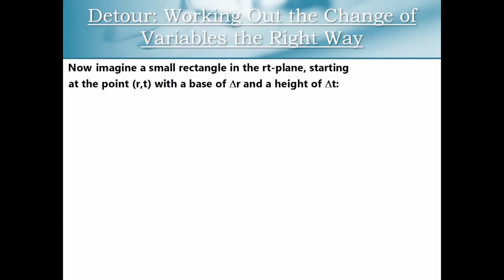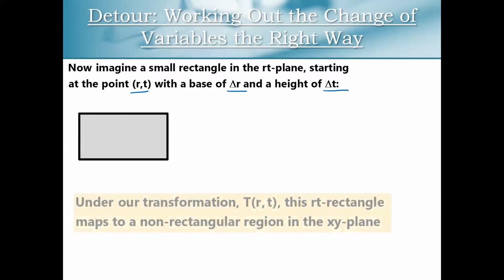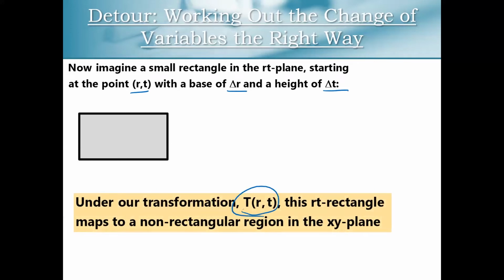All right, so what I want to do is think on a very small scale here. I want to imagine a really small rectangle in the RT plane. I'm going to start it at the point r comma t, and I'm going to make this small little rectangle in RT space have a base of delta r and a height of delta t, just to indicate that it's really little. And so under our transformation, I'm going to call the transformation T of r, t.